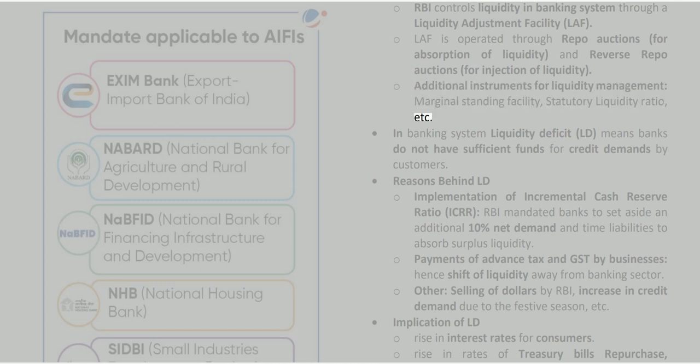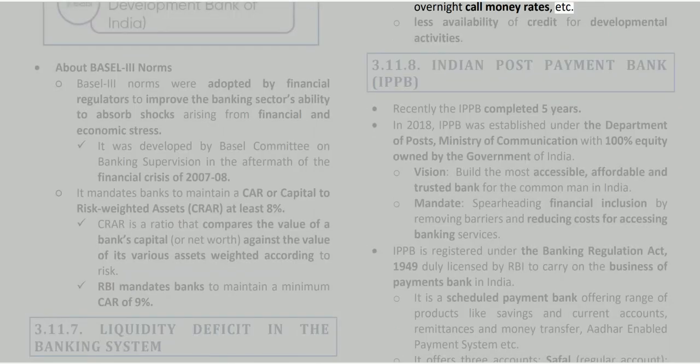In the banking system, liquidity deficit, LD, means banks do not have sufficient funds for credit demands by customers. Reasons behind LD: implementation of incremental cash reserve ratio, ICRR, where RBI mandated banks to set aside an additional 10% of net demand and time liabilities to absorb surplus liquidity. Payments of advance tax and GST by businesses, hence a shift of liquidity away from the banking sector. Others: selling of dollars by RBI, increase in credit demand due to the festive season, etc. Implications of LD: rise in interest rates for consumers, rise in rates of treasury bills, repurchase, overnight call money rates, etc., and less availability of credit for developmental activities.